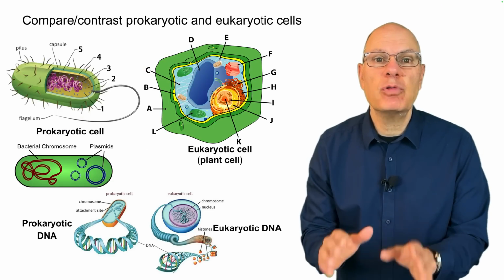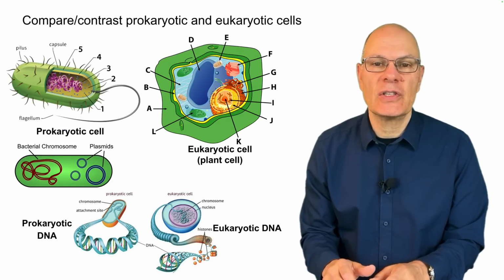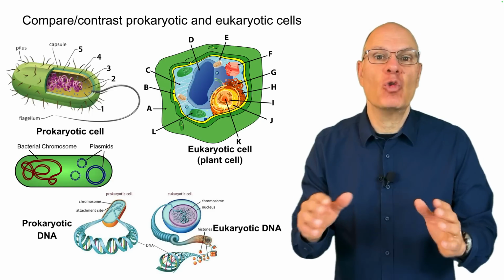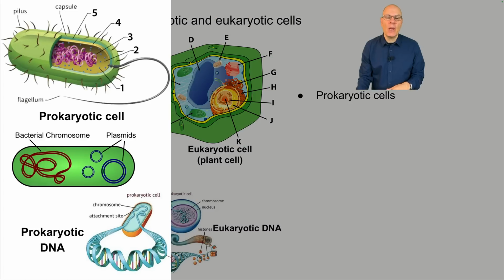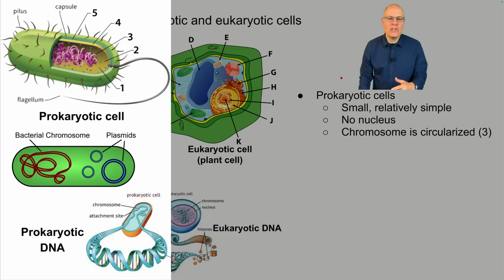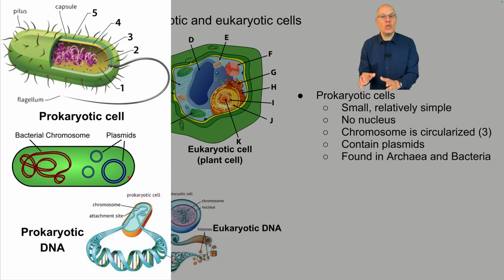Compare and contrast prokaryotic and eukaryotic cells. Among living organisms, there's a great divide between the prokaryotes and the eukaryotes. Here's what it's all about. Prokaryotic cells are small and relatively simple. They have no nucleus. Their chromosome is circularized, and what that means is that there's a loop. The beginning and the end meet up. They contain extra chromosomal pieces of DNA that are called plasmids, and they're found in 2 of life's 3 domains, the archaea and the bacteria.